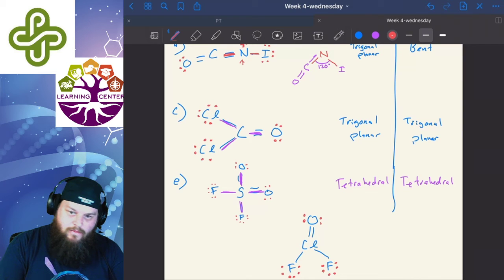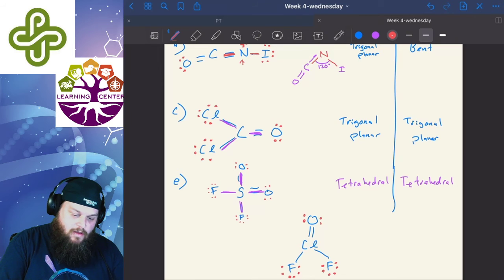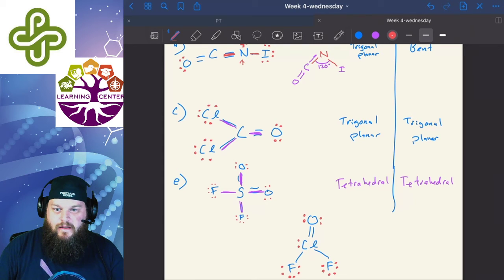So, chlorine has really just 2 more electrons that it needs to deal with, so we can draw those 2 on the end.